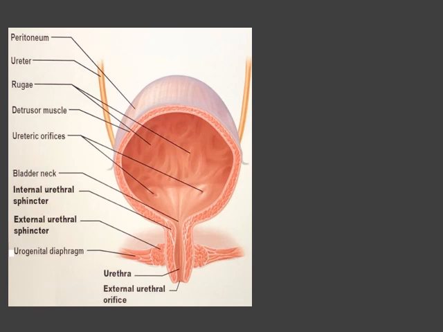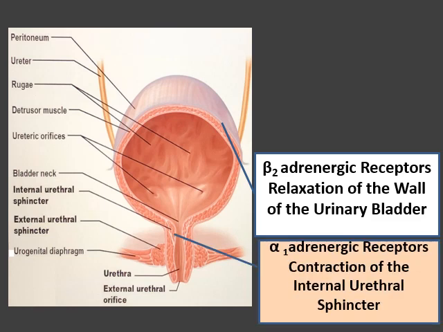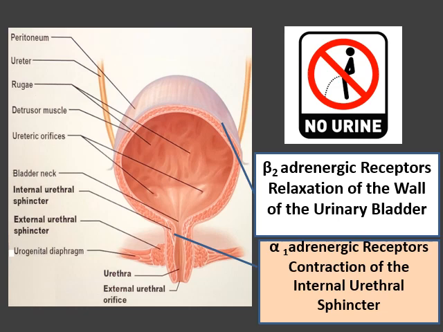The effect of sympathetic nervous system on the urinary bladder and the urethral sphincter. Through stimulation of beta-2 adrenergic receptor present in the wall of the urinary bladder leads to relaxation of the wall of the urinary bladder, while stimulation of alpha-1 adrenergic receptor present in the internal urethral sphincter leads to contraction of the internal urethral sphincter. Both these effects will lead to retention of the urine, thus inhibition of micturition.